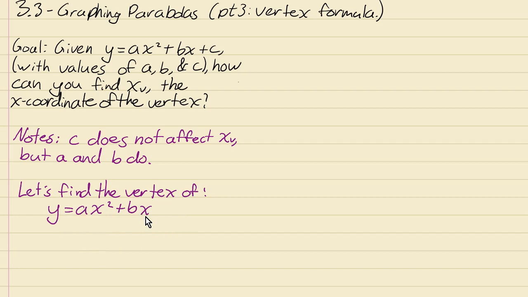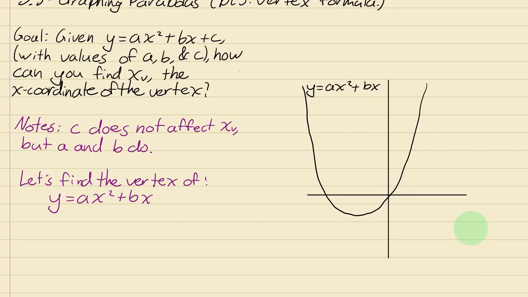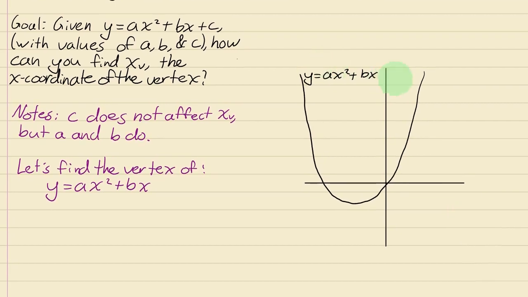The way I'm going to find the vertex is just remembering, here's a graph of something that might look like ax squared plus bx, is remembering that the vertex is halfway between the x-intercepts. So if that's an x-intercept and that's the other x-intercept, the x-coordinate of the vertex is going to be halfway between. So we should probably find what those intercepts are. What are the x-intercepts of this?